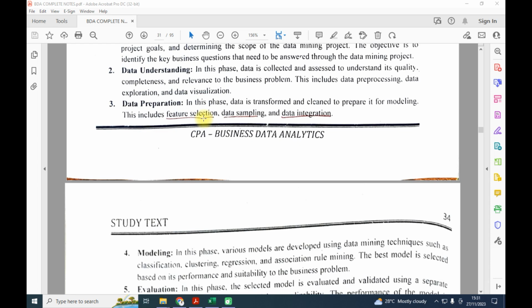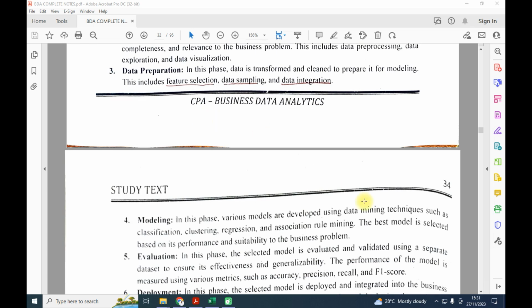Then after we have understood the data, the quality, whether it is complete, and the relevance, we shall now prepare the data. Under data preparation, in this phase, data is transformed and cleaned to prepare it for modeling. So we are transforming and cleaning. Transformation is to make sure it is in standard form. We are cleaning it to remove errors. If there are any errors, any duplication, any incompleteness, we shall deal with it under data cleansing. These include feature selection, data sampling, and data integration. That is under data preparation.